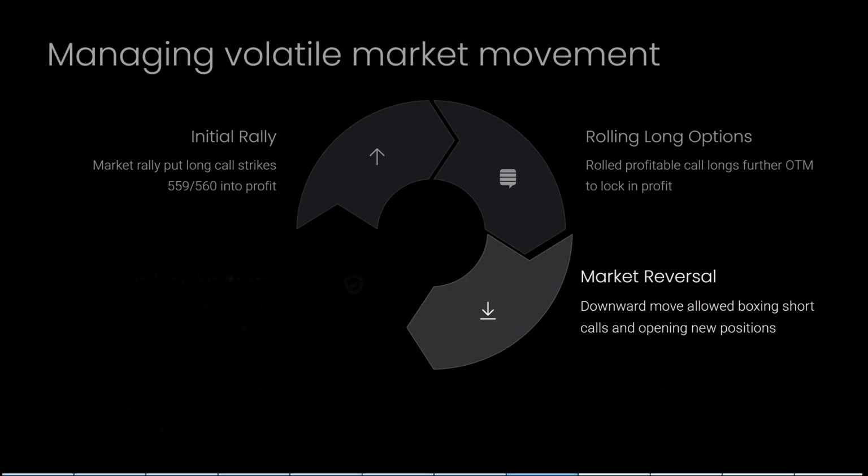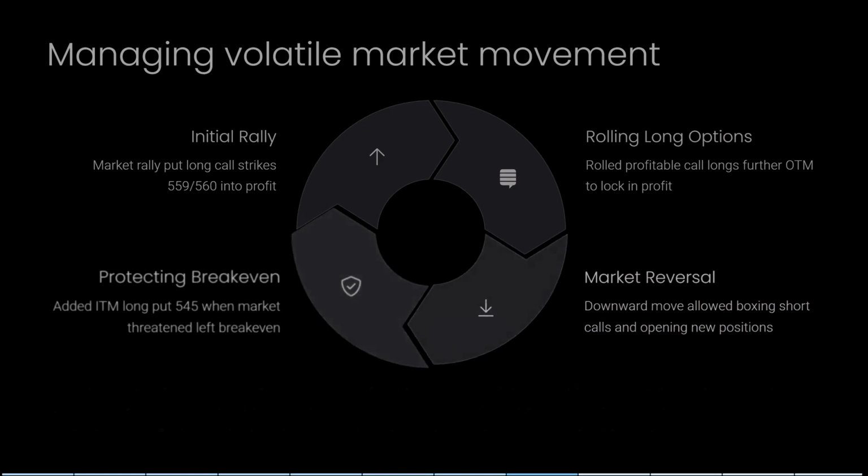And I took the advantage of that and opened one short call 565 to gain more potential profit to the trade. When the market moved down, I expected a change in direction, so I opened a new put diagonal spread 550 552. But the market had other plans and started to move down sharply and started to breach my left break even, so I had no choice but to follow the trade rules and open an in the money long put, which I did. That was the long put 545.